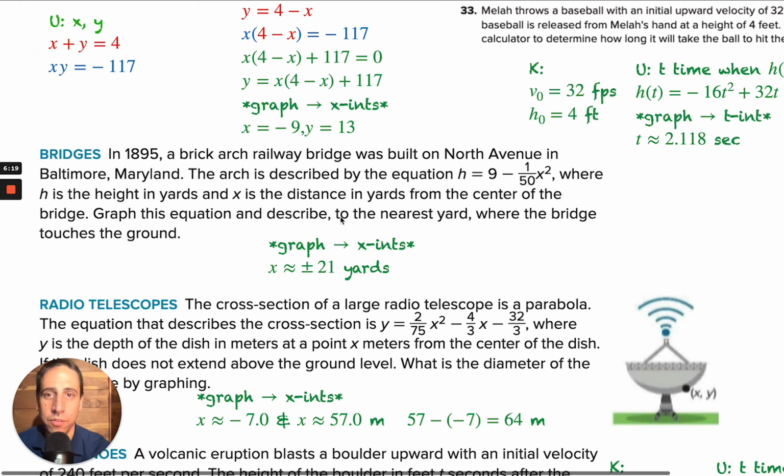Again, here you find that you can plug this into a graphing calculator. On the Inspire, it would look like f1 of x is equal to 9 minus 1 divided by 50 x squared. But then you look at that graph and find the x-intercepts, and you get x is about plus or minus 21 yards on either side.